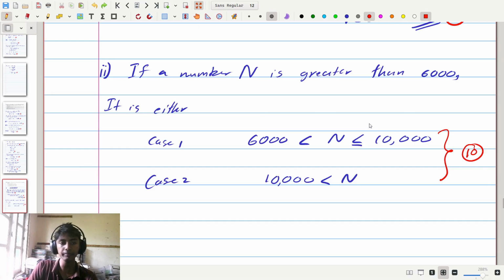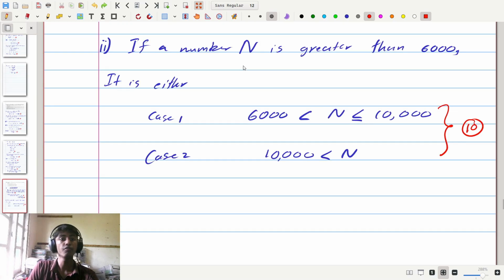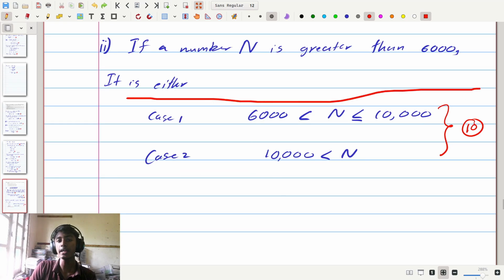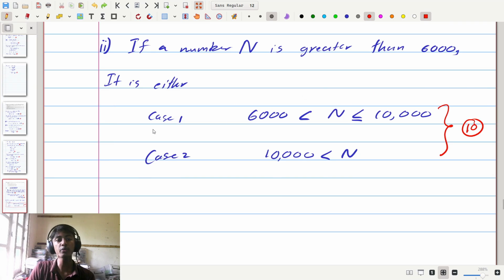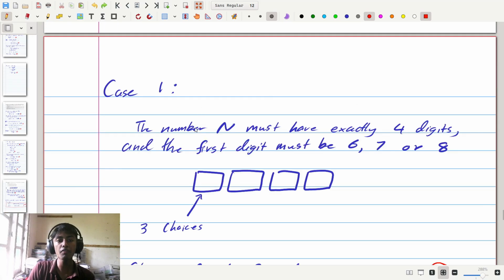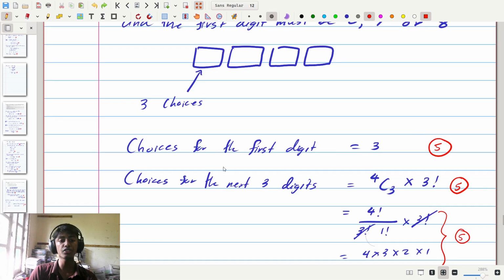Now moving on to the second part of the question, when you consider numbers n which are greater than 6,000 and realize they either belong to case number 1, which is numbers in between 6,000 and 10,000, or case number 2, which is the numbers greater than 10,000, for writing down these two cases, you get 10 total marks. Now from that, when you consider the first case and realize all of the numbers n you create must have exactly 4 digits, and the first digit must be either 6, 7 or 8, and from that, when you say the number of choices for the first digit is equal to 3, you get 5 marks.